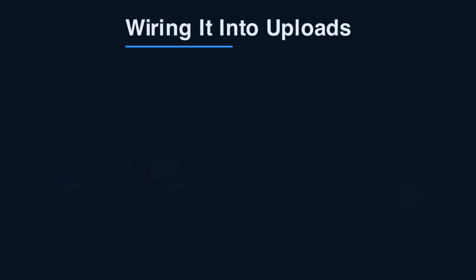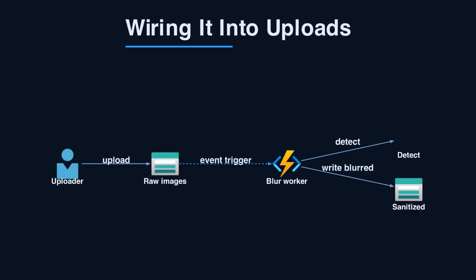In production, don't blur inline on the request thread. Let users upload to blob storage. Fire an Event Grid trigger into Azure Functions. The function calls Face Detect, blurs, and writes a sanitized copy back. Keep the face key in Key Vault. This decouples the blur latency from your upload response entirely.